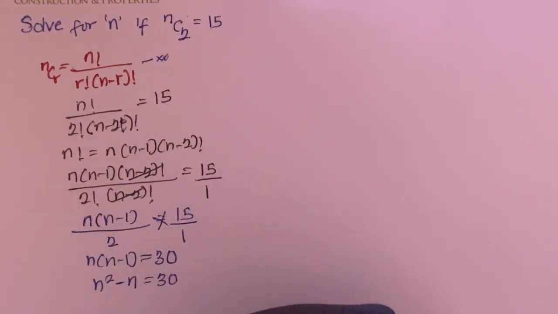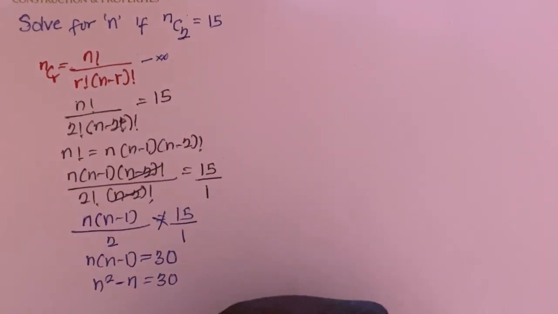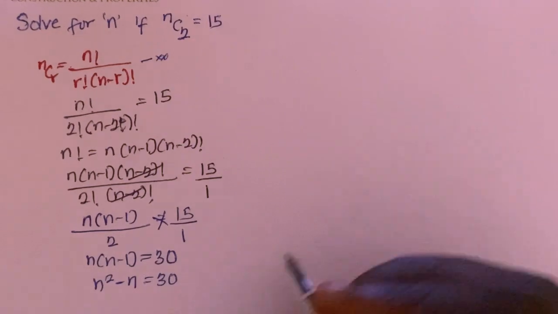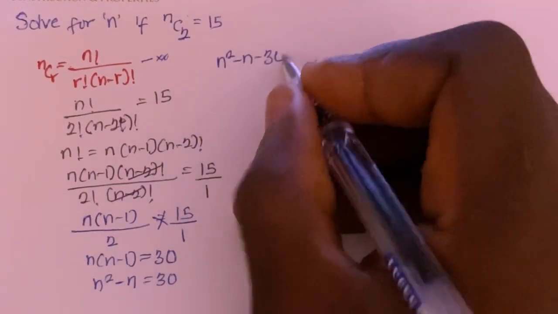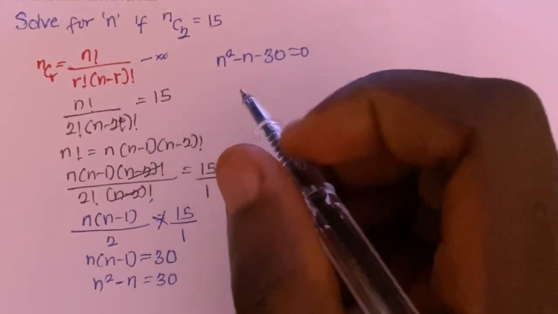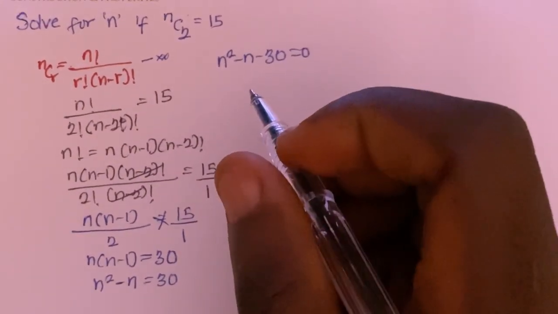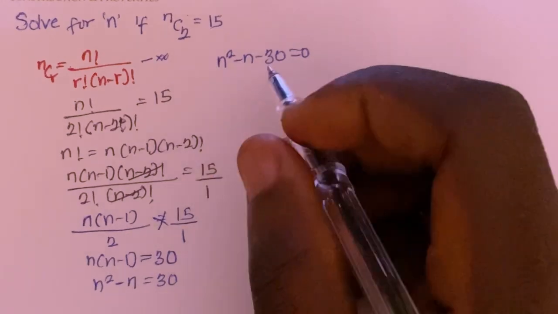Now the next thing I'm going to do is bring this towards that, so that I have n squared minus n minus 30 equals 0. This is a trinomial equation, or just a quadratic equation. To solve this is very simple. I'm going to use the factorization method.